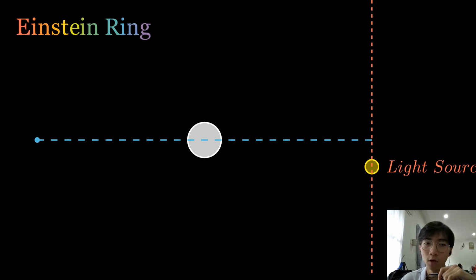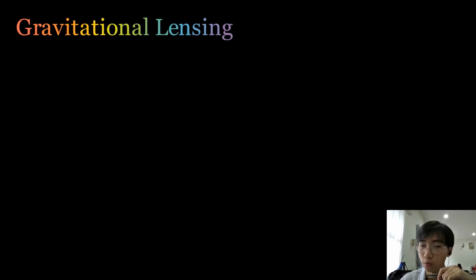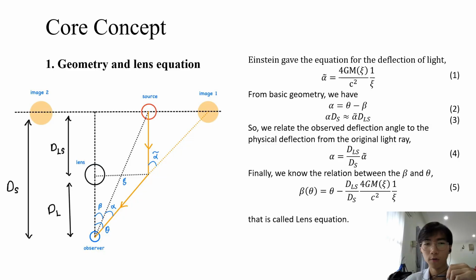For the special case of the Einstein ring, the light source lies exactly behind the massive object. So image 1 and image 2 are now formed symmetrically about the axis connecting the light source and the massive object. Firstly, we have a look at the geometry and the lens equation.